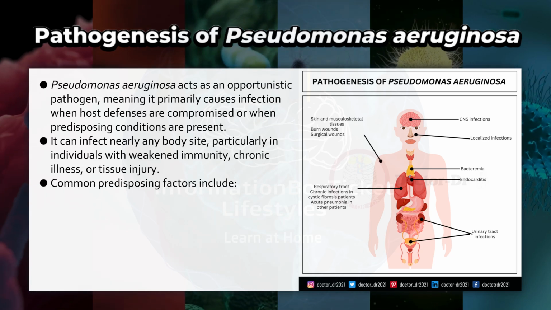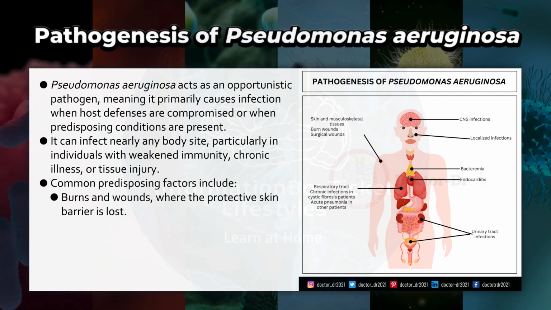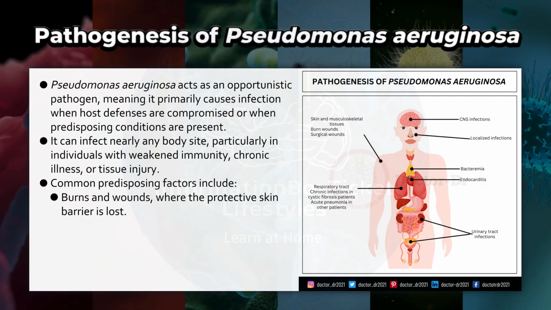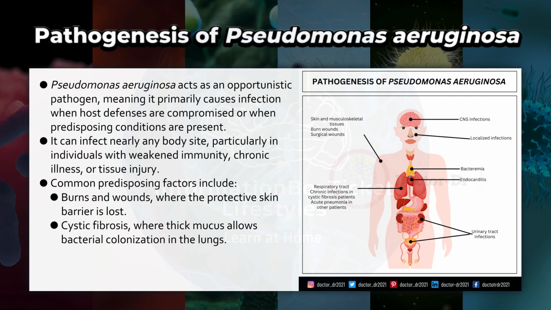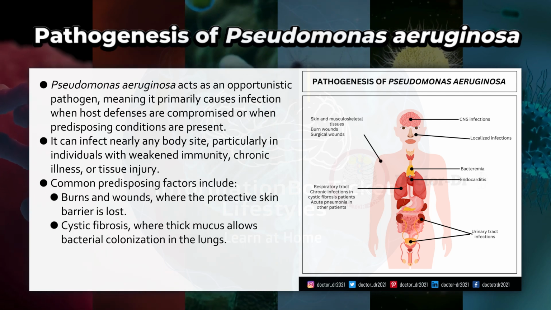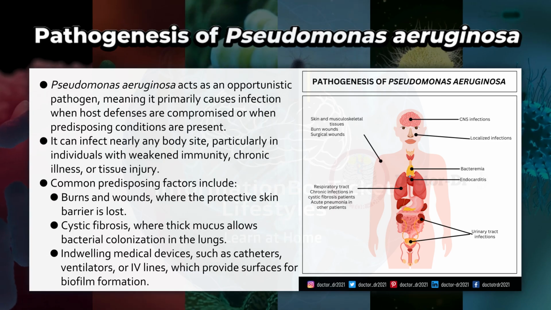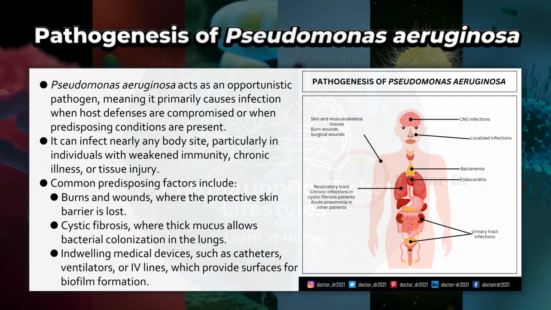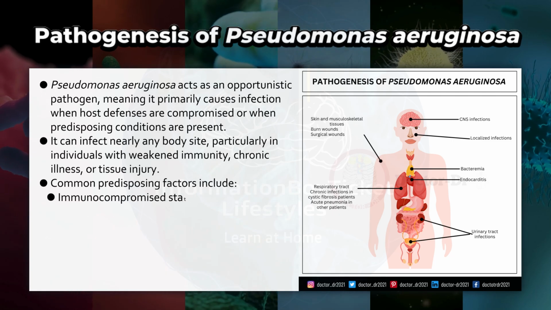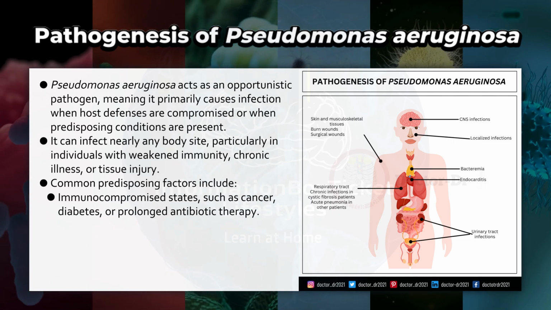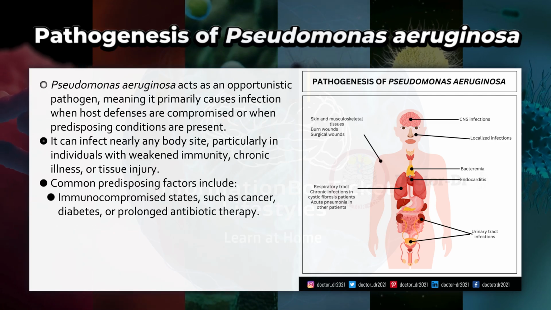Common predisposing factors include burns and wounds, where the protective skin barrier is lost; cystic fibrosis, where thick mucus allows bacterial colonization in the lungs; indwelling medical devices, such as catheters, ventilators, or IV lines, which provide surfaces for biofilm formation; and immunocompromised states, such as cancer, diabetes, or prolonged antibiotic therapy.